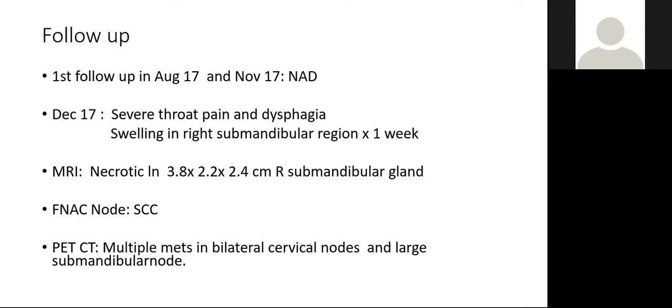But in December 17, that is since last month, she presented suddenly with complaint of severe throat pain and dysphagia, and a swelling had come out in the right submandibular region, which was for 1 week. When we saw it was about a 3 by 3 centimeter node, we got an MRI done, which confirmed the findings, and FNAC was done, which showed recurrence of squamous cell carcinoma. We got a PET CT done to see where all the disease has spread, and it showed that it was all over in both the neck.